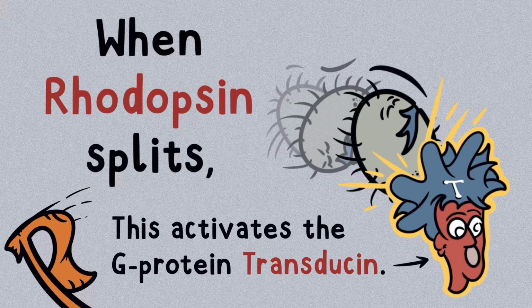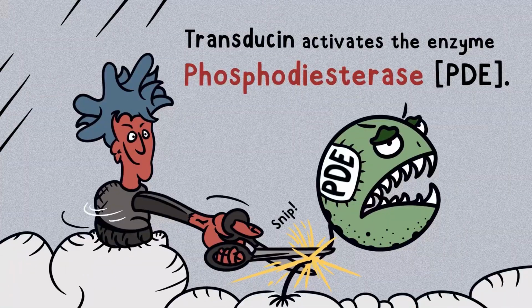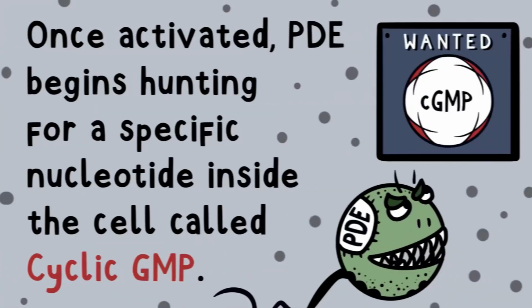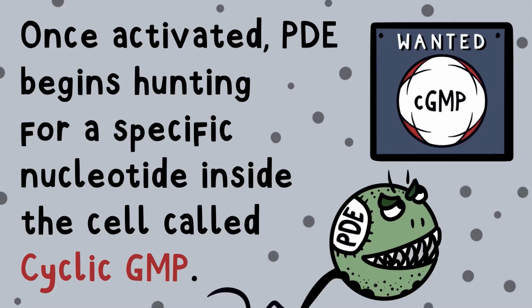When rhodopsin splits, this activates the G protein, transducin. Transducin activates the enzyme phosphodiesterase, also called PDE. Once activated, PDE begins hunting for a specific nucleotide inside the photoreceptor, known as cyclic GMP.